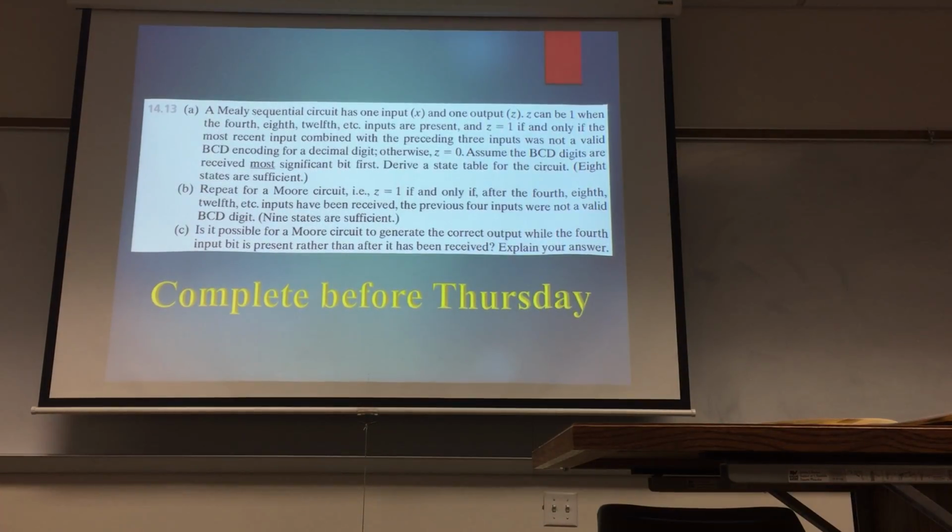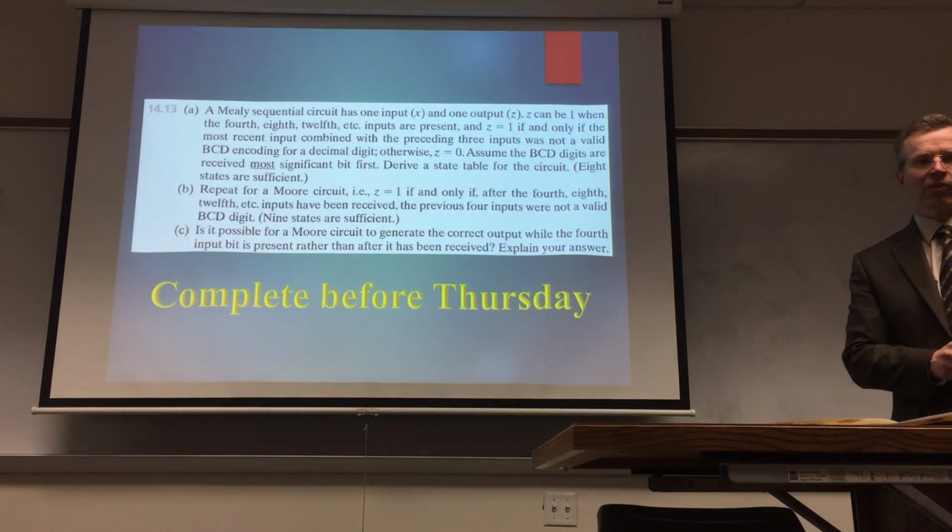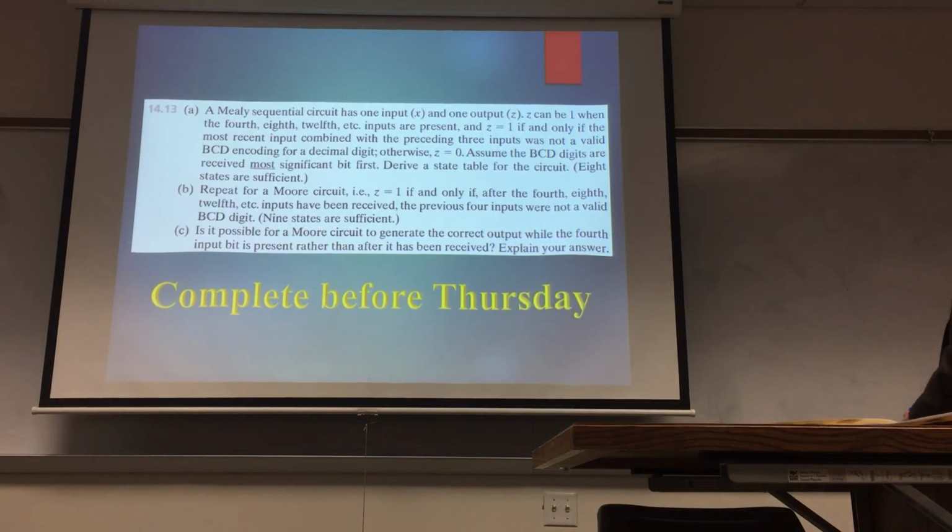Let me just speak quickly to this problem. In the morning section, I did it completely, and I don't have time to. Somebody read this for us. David, would you read part A for me? A Mealy sequential circuit has one input X and one output Z. Z can be 1 when the 4th, 8th, 12th, etc. inputs are present, and Z equals 1 if and only if the most recent input combined with the preceding 3 inputs was not a valid BCD encoding for a decimal digit. Otherwise, Z equals 0. Assume BCD digits are received most significant bit first. Derive the state table.